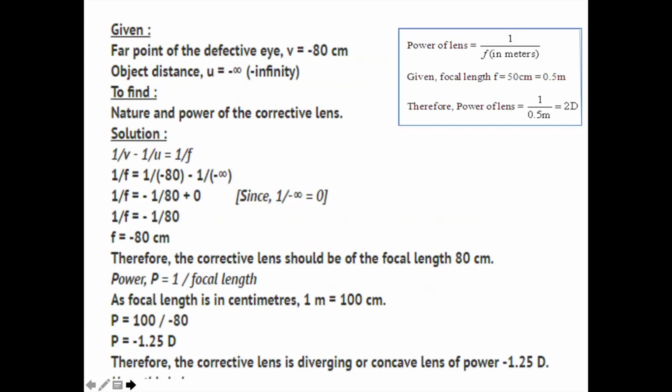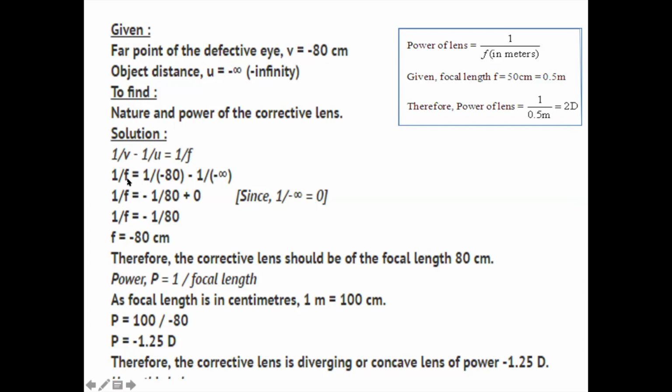This is a small example where you should understand the sign convention. Far point of a defective eye, that is the V, is equal to minus 80. Object distance, the object distance U is at infinity. Now find the nature and power of the corrective lens. So what is the lens formula? The lens formula is 1 upon V minus 1 upon U is equal to 1 upon F.